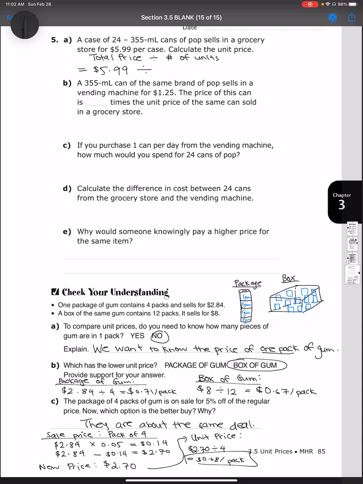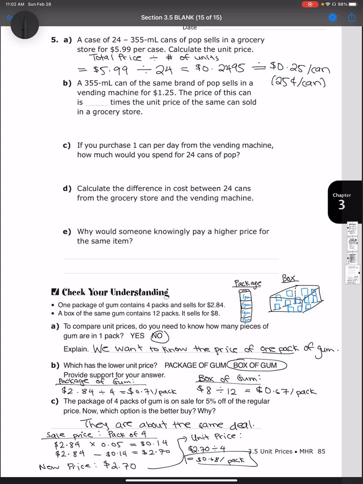We're going to divide that by the number of units, so the number of pop cans in the case, and that is 24. And that gives us 0.2495. But remember, with money, we round it to two decimal places. So $0.25 per can, or same as saying 25 cents per can. So each can is valued at 25 cents.